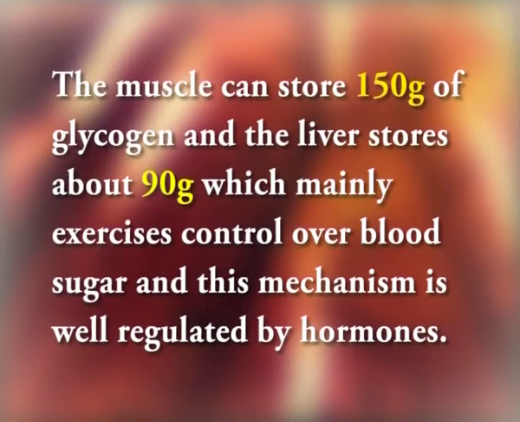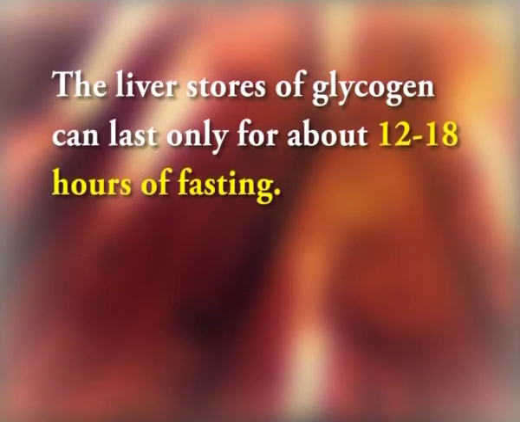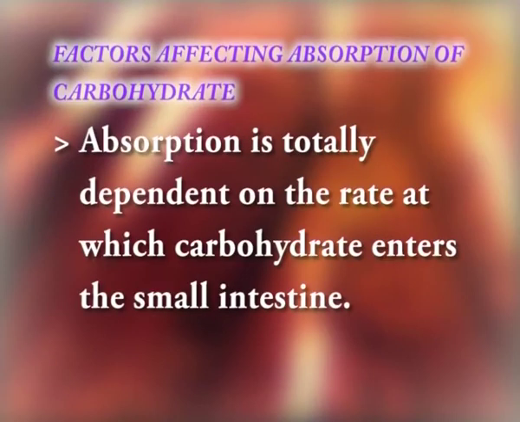The muscle can store 150 gram of glycogen and the liver stores about 90 gram, which mainly exercises control over blood sugar, and this mechanism is well regulated by hormones. The liver storage of glycogen can last only for about 12 to 18 hours of fasting. Let us learn about the factors affecting the absorption of carbohydrates.